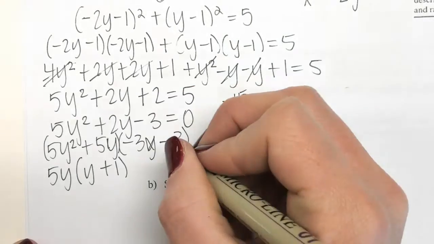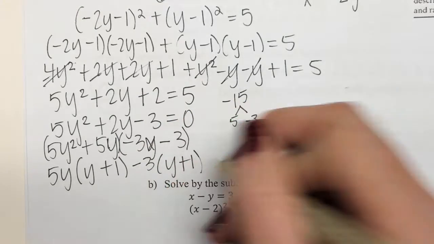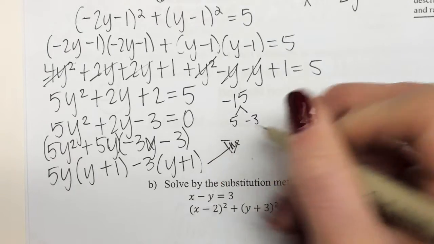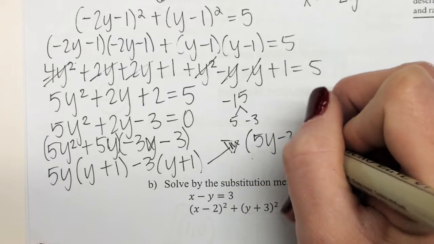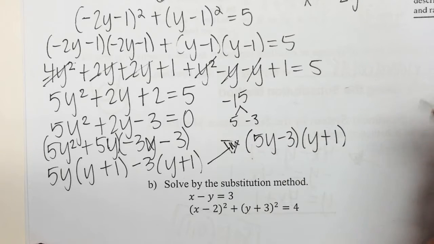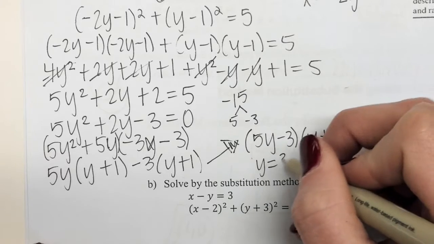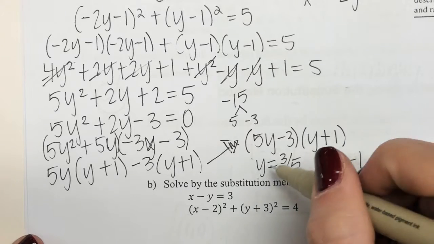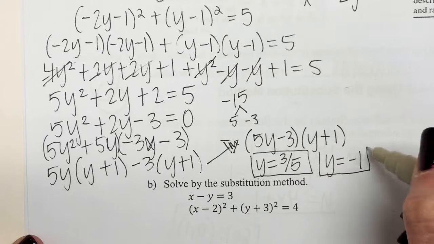And what do these have in common? And very good. So once I put these as two binomials, it'll look like what? 5y minus 3 is 5. Very good. So finally, y is equal to what? 3/5 and negative 1. We have our y's. We just need our x's.